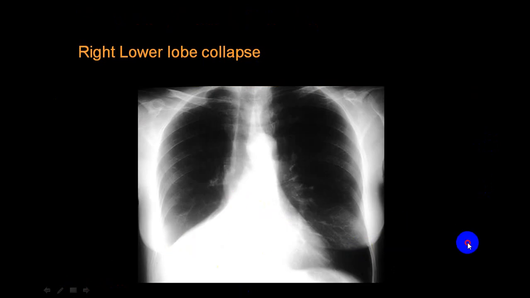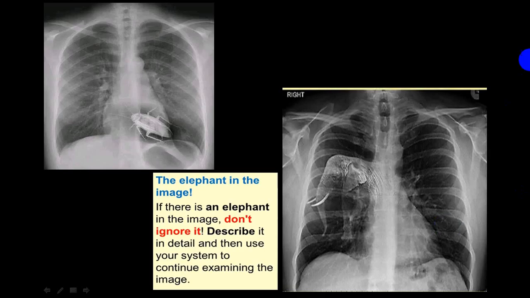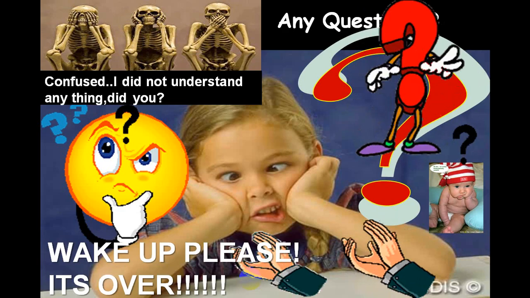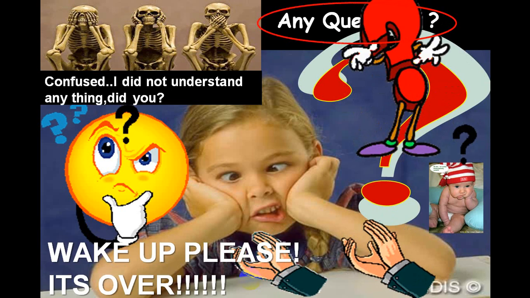This is right lower lobe collapse. Again, you will not be able to make out. Don't get surprised if you see such X-rays. This is not because a cockroach has encroached into the chest. This is not because an elephant has entered into the chest. These are false images which look like those particular shapes, so try to look for those things. Here I end my lecture. We'll see you in the next lecture.